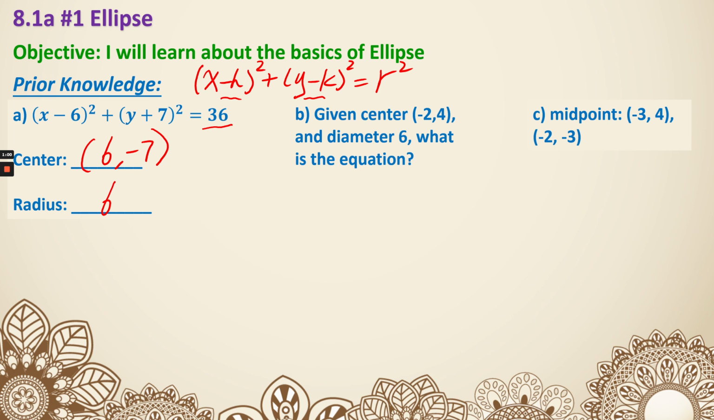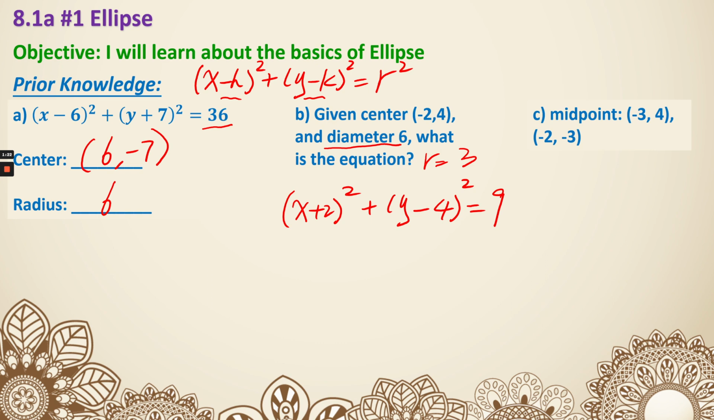For B, you are given the center and the diameter and is asking to write the equation. The diameter is not an equation, but we need the radius from the diameter, so half of it, a 3. That's why the equation is going to be x plus 2 squared plus y minus 4 squared equals to 3 squared, which is 9. That's B.